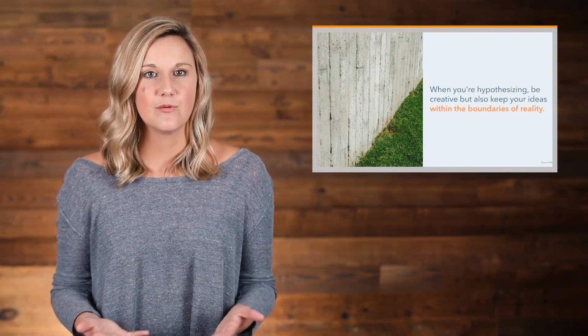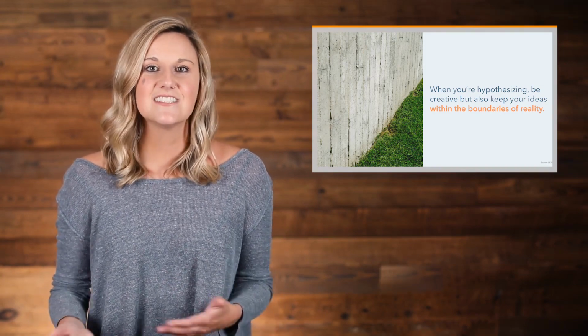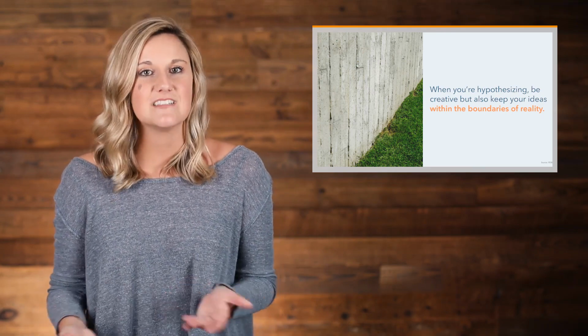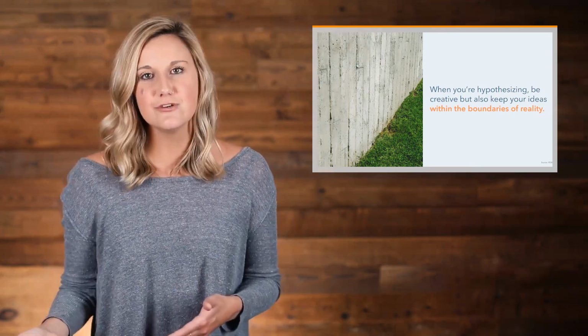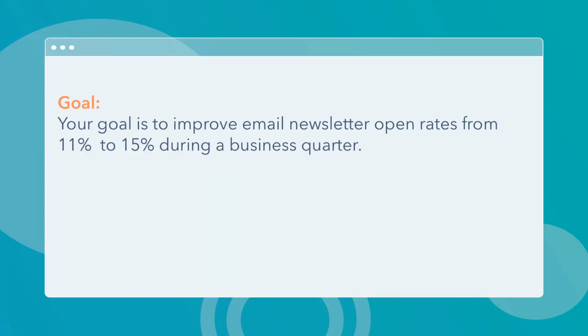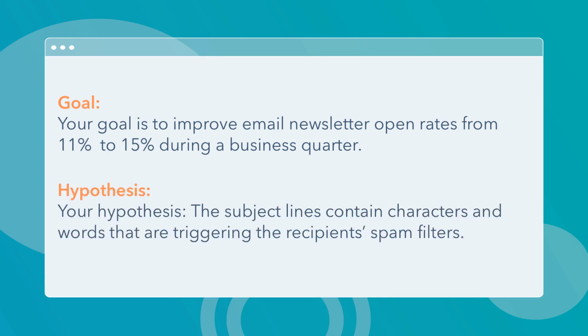In this example, when setting the purpose of your test, let's say you identified that your newsletter emails are not getting the open rates you'd like, and you want to find a solution by running a test to see how you can improve them. Your goal is to improve email newsletter open rates from 11% to 15% during a business quarter. Your hypothesis is that the subject line contains characters or words that are triggering the recipient's spam filters.